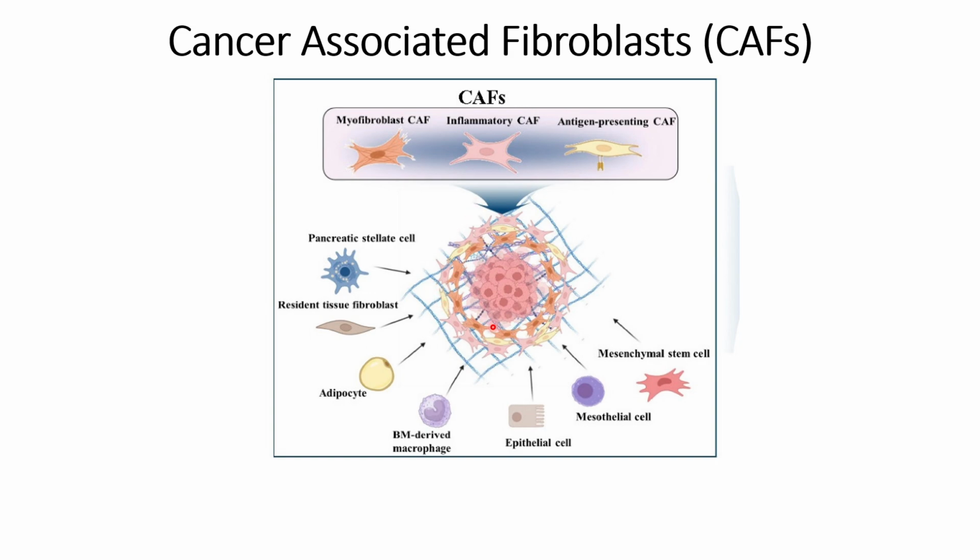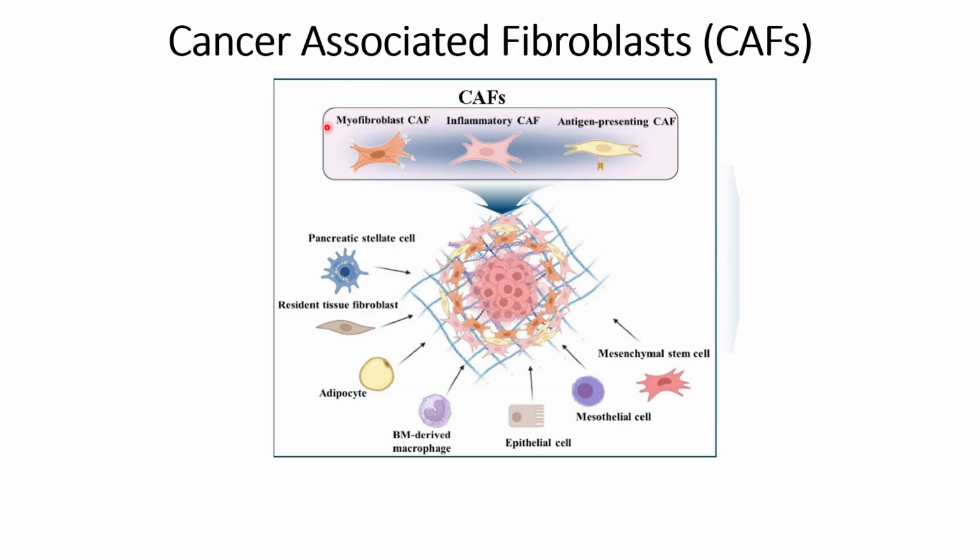The major progenitor cells of cancer-associated fibroblasts are the pancreatic stellate cells and the resident tissue fibroblasts. So they are comprised of these. And the other cells that further join are then differentiated or converted into cancer-associated fibroblasts. We will start our discussion with the myofibroblast cancer-associated fibroblast.